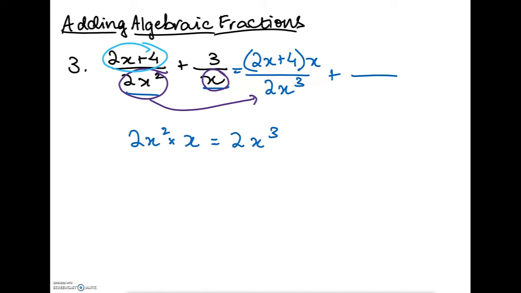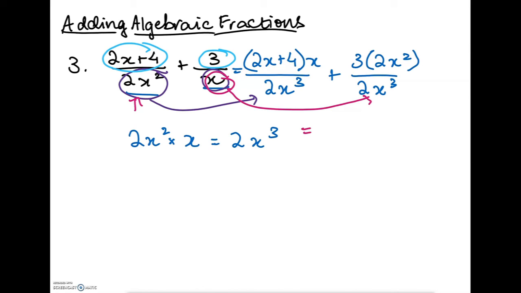Now let's do the second fraction in this question. We'll bring the common denominator as 2x cubed. How did we get from x to 2x cubed? Well, we obviously multiplied by 2x squared. So we're going to do the same thing to this numerator over here. We're going to do 3 times 2x squared.